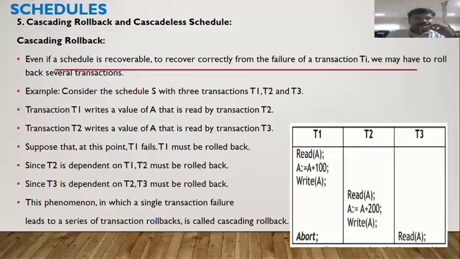So you can see here, at the point T1 fails, T1 must be rolled back. But T2 is dependent on T1, so T2 must be rolled back. T3 is dependent on T2, so T3 must be rolled back. This phenomenon, in which a single transaction failure leads to a series of transaction rollbacks, is called a cascading rollback. So for each and every transaction failure, we have to check the rollback of the previous transactions. That is, T3 is dependent on T2, and T2 is dependent on T1. So this is called a cascading rollback.